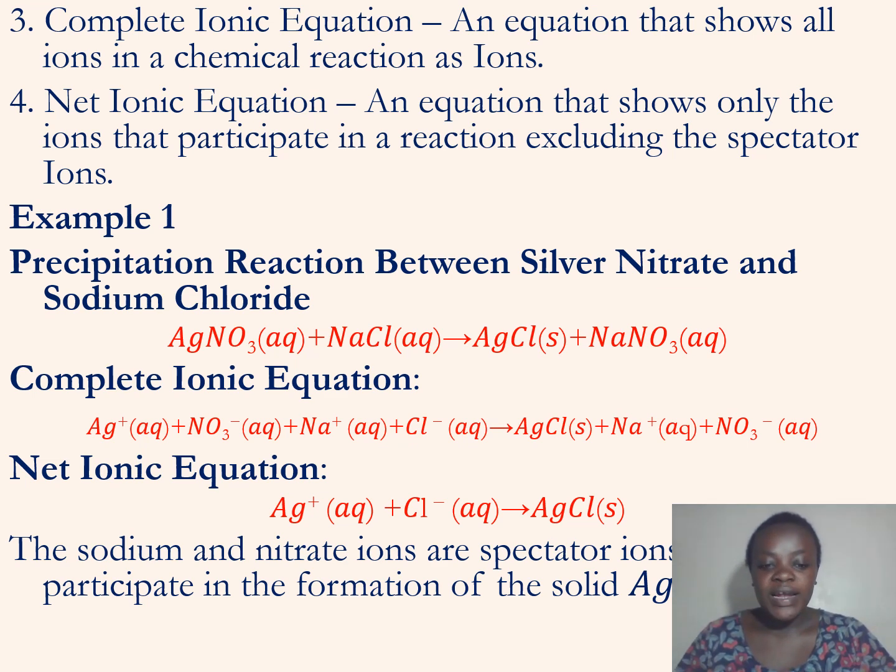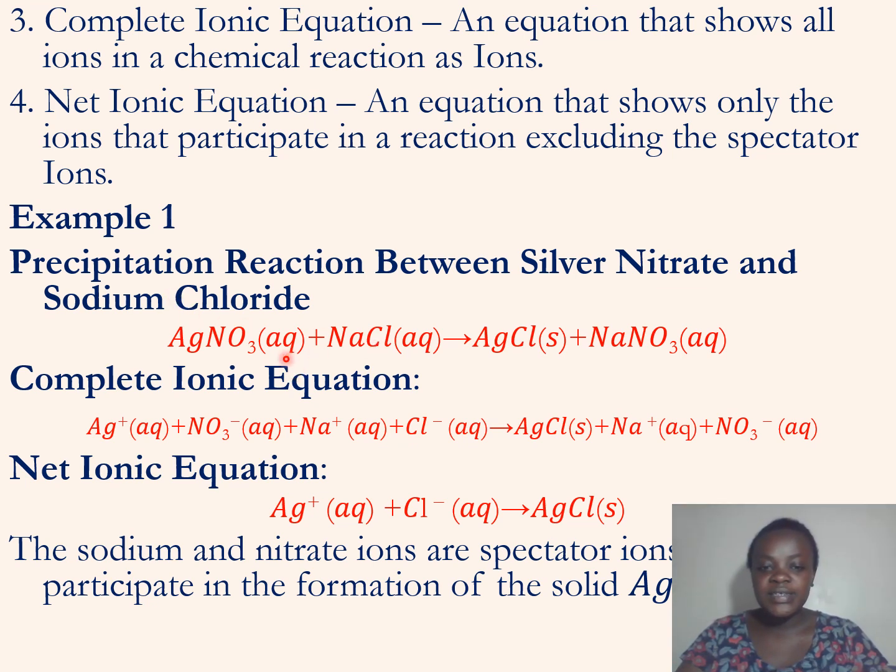So now we look at the example. The first example we are going to look at is a precipitation reaction, a reaction between silver nitrate and sodium chloride. First of all, write the chemical equation itself. Make sure the chemical equation is correctly balanced. It is correctly written with the correct symbols, and the state symbols are included. In our case, we are reacting silver nitrate, which is in aqueous form, or in solution.